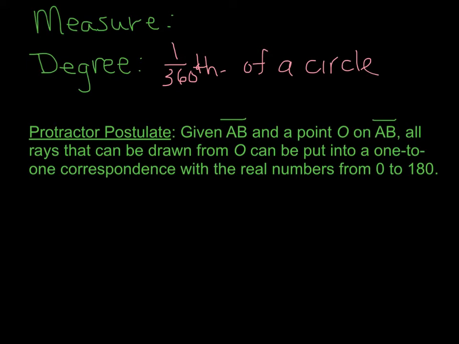So when you use a protractor to measure angles, you're going to apply the protractor postulate. The protractor postulate states that given segment AB and a point O on segment AB, all rays that can be drawn from O can be put into a 1-to-1 correspondence with the real numbers from 0 to 180. Now let me demonstrate what that actually means.